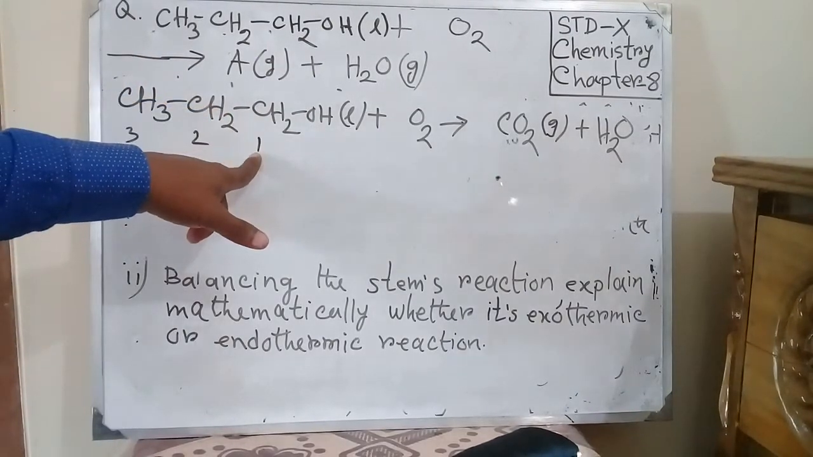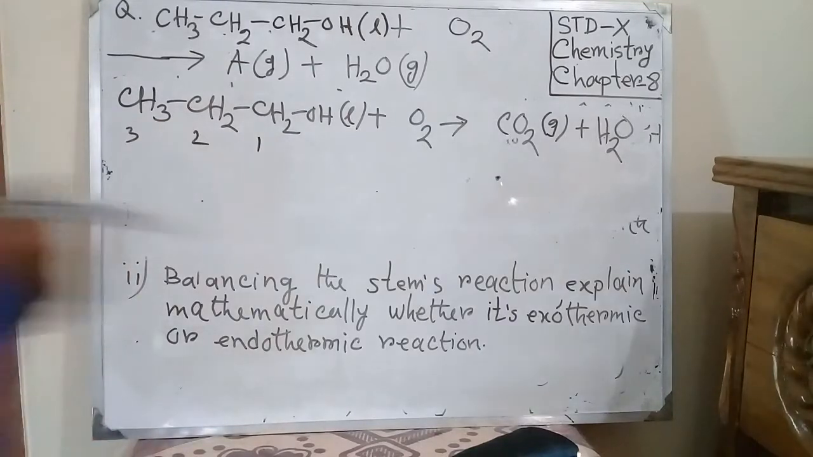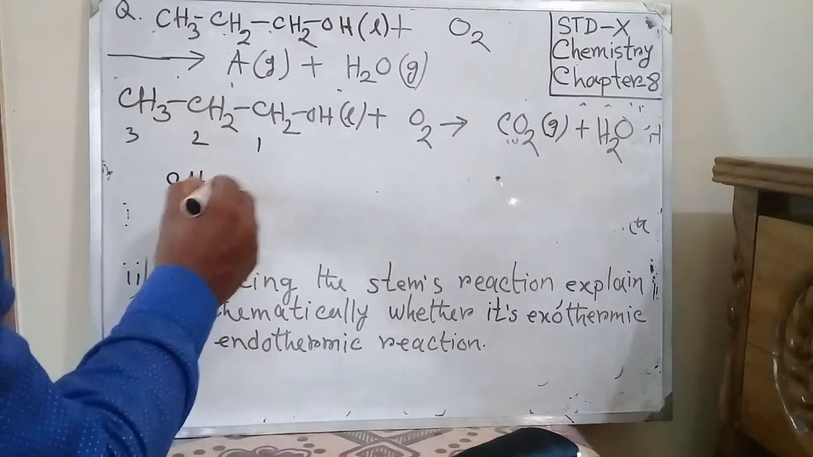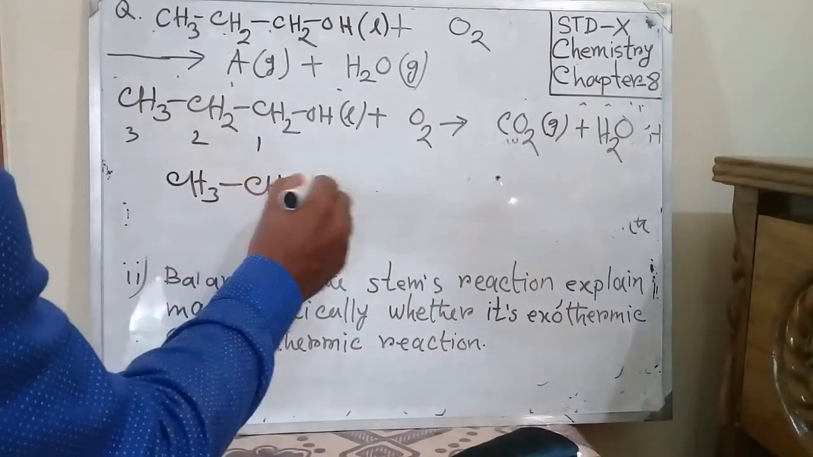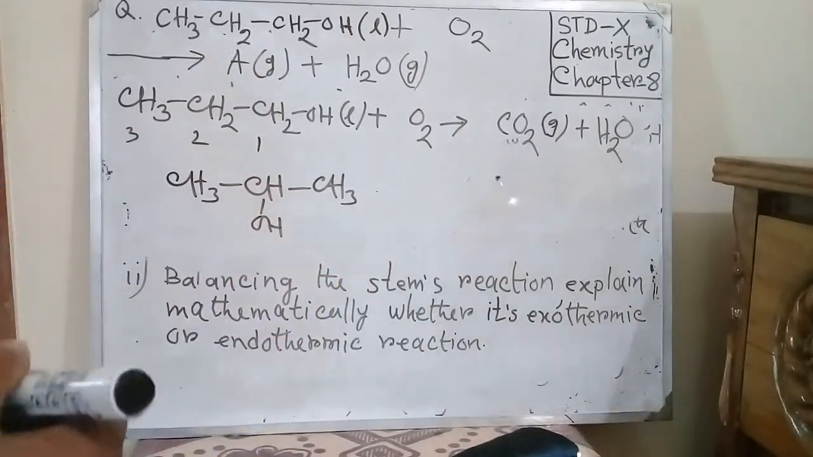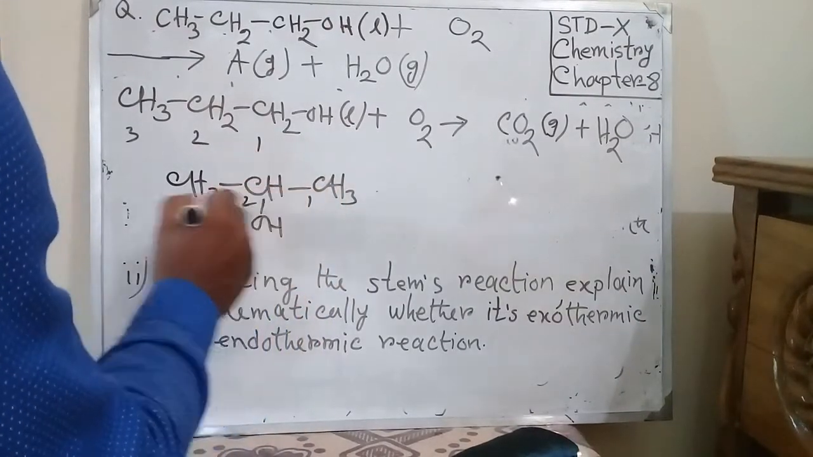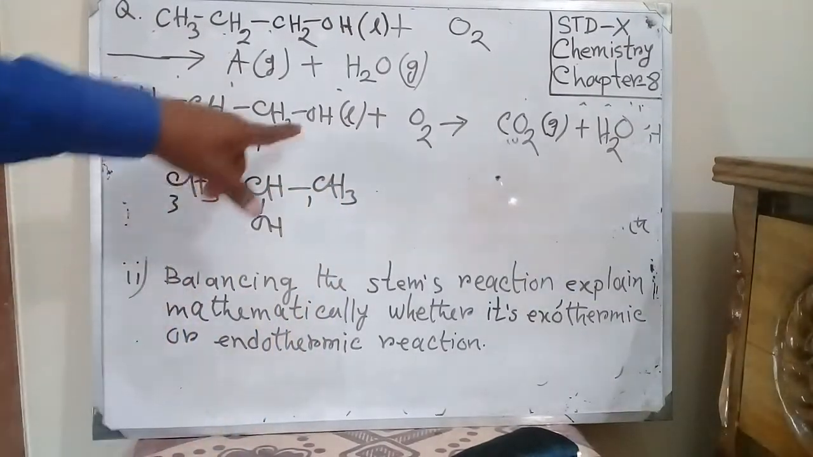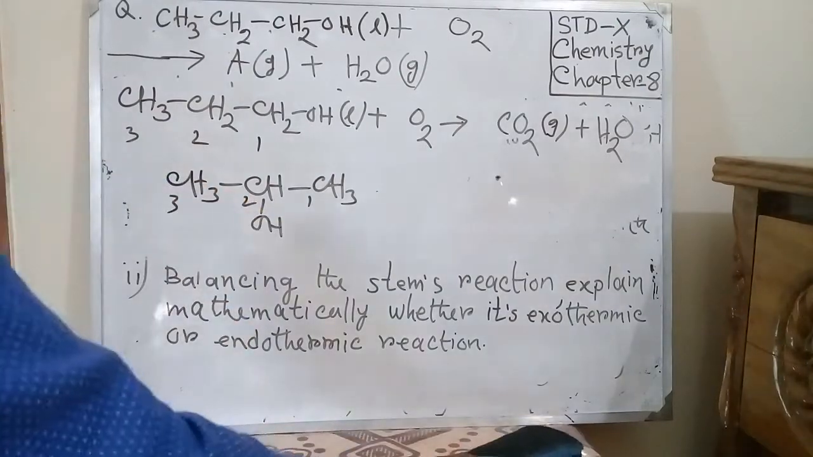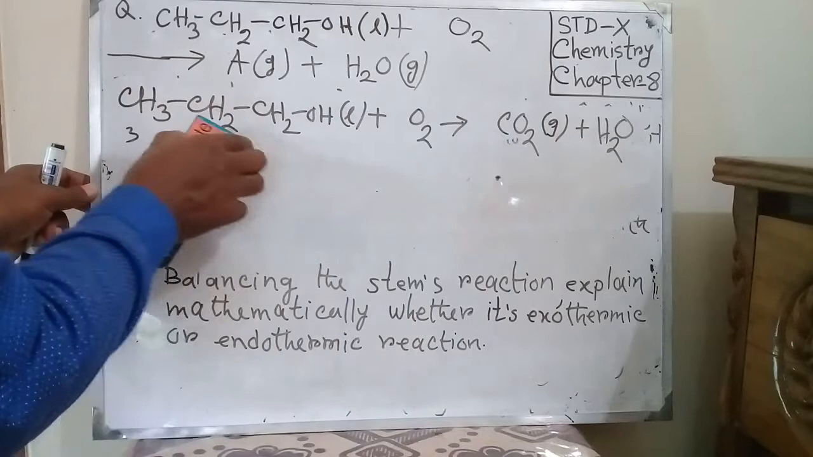Because OH is on the first carbon. If OH is on the second carbon, then it would be propanol-2, like this, CH-CH3. It would be propanol-2 because 1, 2 and 3. So this is propanol-1, this is propanol-2. We are not taking this one, we are taking propanol-1.